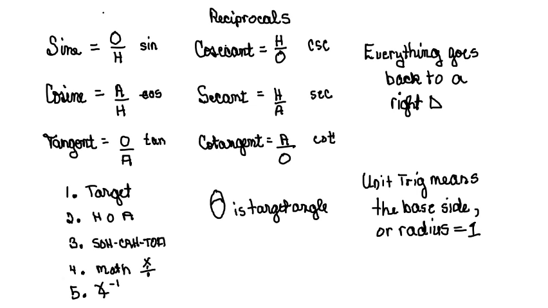Theta, the funny little zero with the whoop in it, is the target angle. That's what you make the little circle around. Unit trig just means that a basic side or a radius, whatever, goes back to the basic identity number of 1. So you're starting at 1.